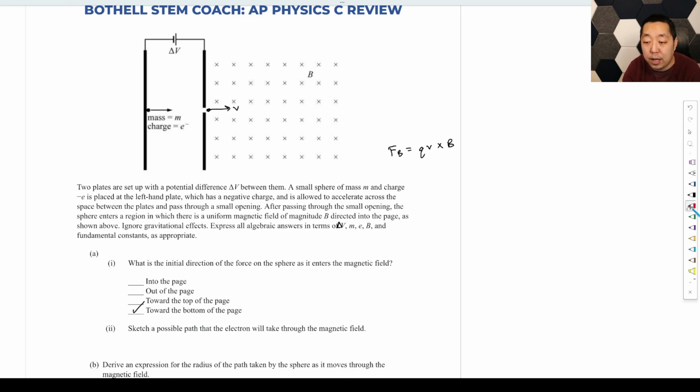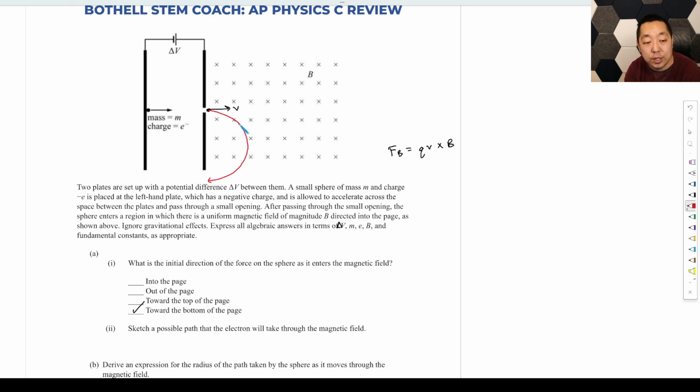Sketch a possible path that it will take. Remember, it moves in a circle at this point. So it's going to move like this in a circular path and probably hit back down over here. Why? Because that force is perpendicular to the velocity. As it turns, the force also turns, because the result of the cross product is perpendicular to both of those vectors.